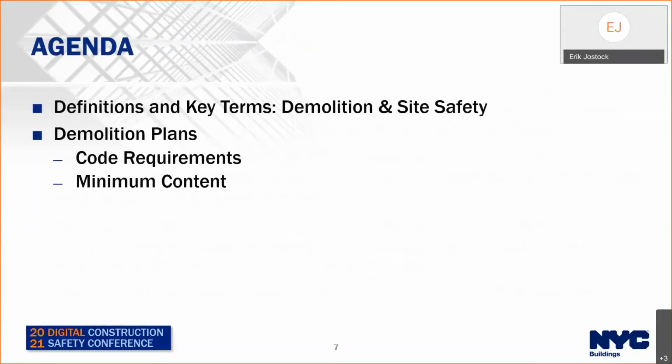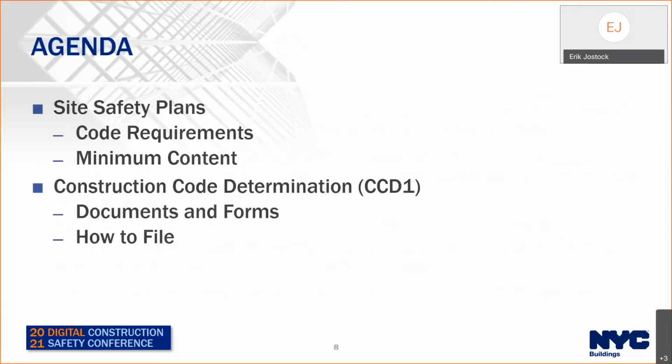Okay, so we'll begin with some definitions and key terms. These apply to both demolition and site safety, and we will get into requirements for demolition plans, code requirements, minimum content. Then we'll proceed to site safety plan requirements, minimum content, and we'll finish up with some discussion of construction code determinations, variance requests, requests for clarification or interpretation.